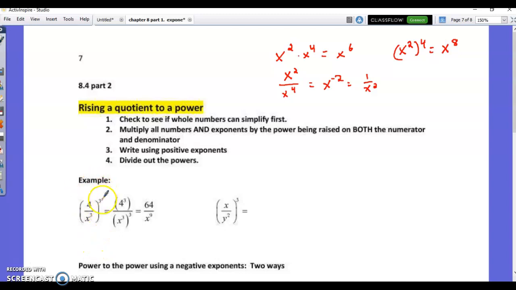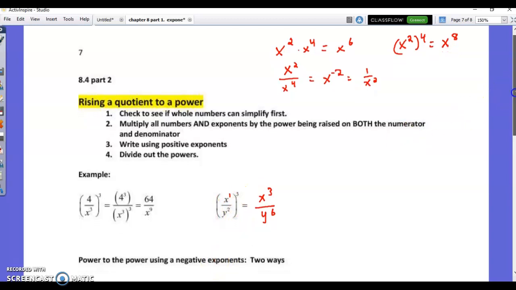So we do 3 times, remember that imaginary 1, and 3 times that 3 over there, which would be 4 to the third over x to the ninth. All right, so this would be, remember our imaginary 1, this would be x to the third over, and then 3 times that 2, which would be y to the sixth power. So we're just multiplying all of those together.